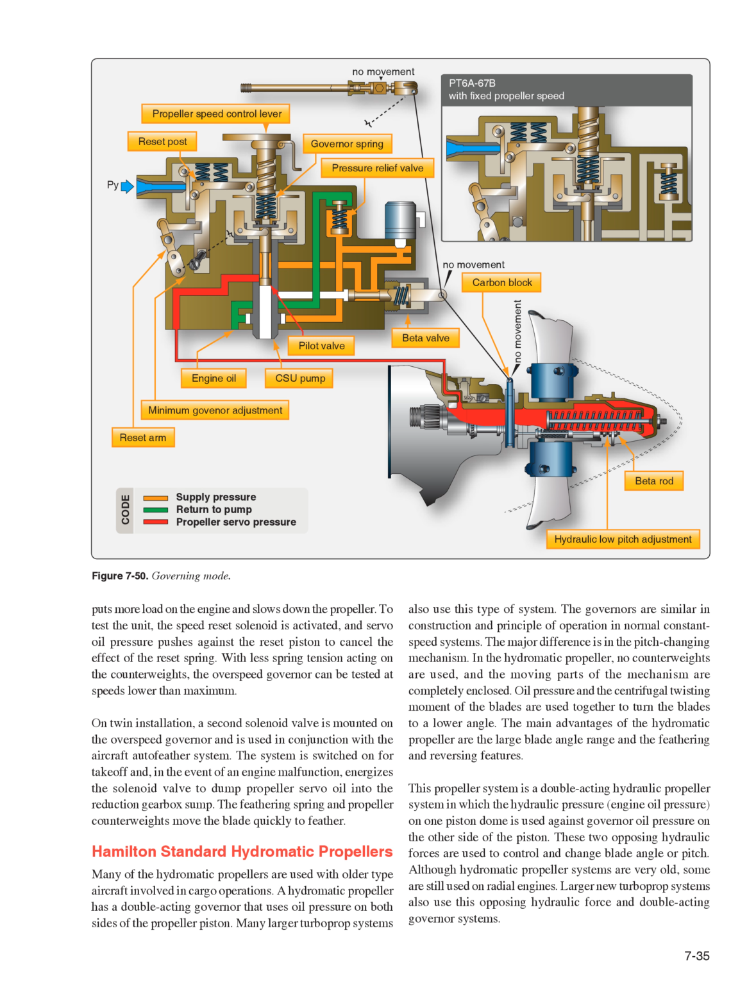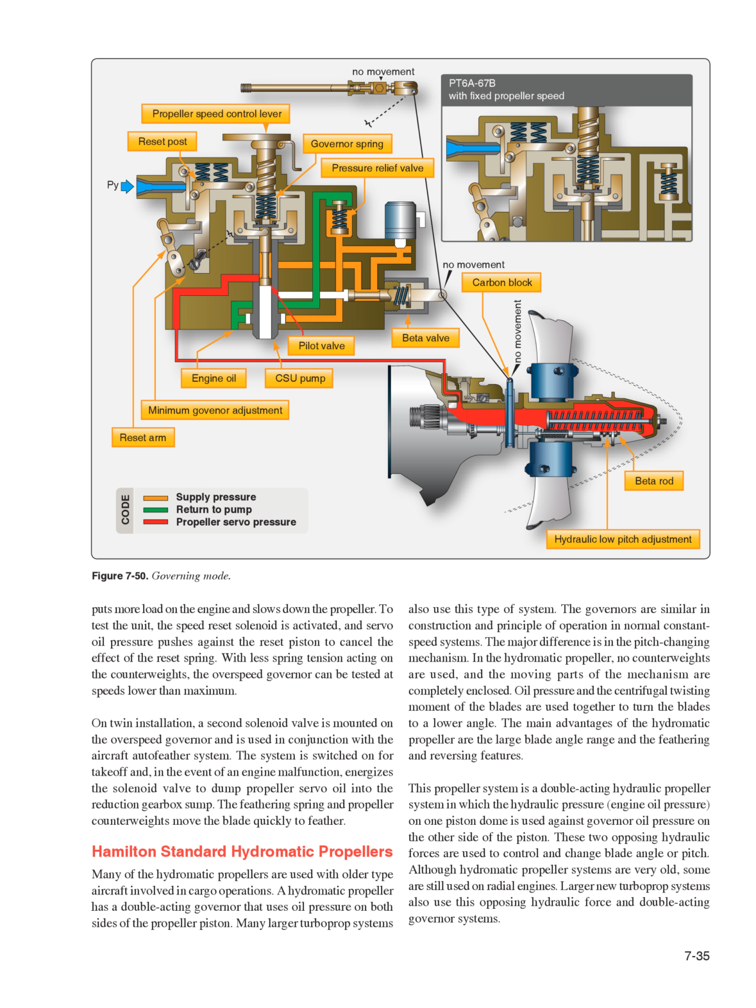In the Hydromatic propeller, no counterweights are used, and the moving parts of the mechanism are completely enclosed. Oil pressure and the centrifugal twisting moment of the blades are used together to turn the blades to a lower angle. The main advantages of the Hydromatic propeller are the large blade angle range and the feathering and reversing features. This propeller system is a double-acting hydraulic propeller system in which the hydraulic pressure, engine oil pressure, on one piston dome is used against governor oil pressure on the other side of the piston. These two opposing hydraulic forces are used to control and change blade angle or pitch.